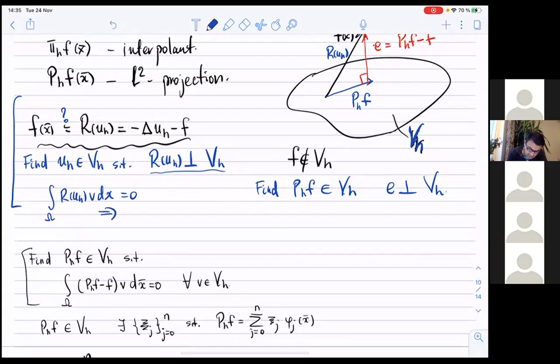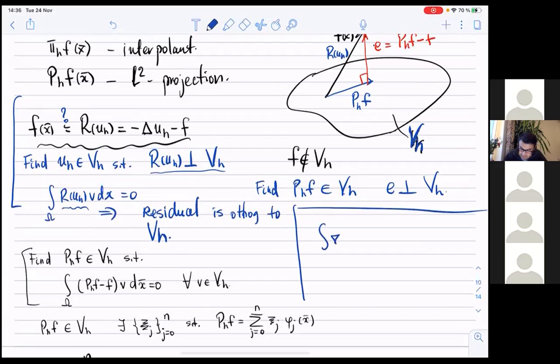And this actually gives us that the residual is orthogonal to the finite element space. So this is called orthogonality. When we say Galerkin orthogonality, we have a relation of the error with elements in the finite element space. But what I wanted to say, there was Galerkin orthogonality: the integral of gradient e times gradient v dx is 0 for all v from the finite element space.